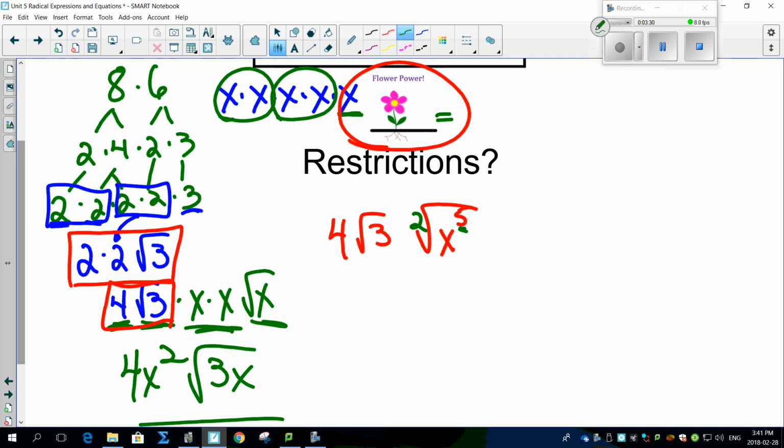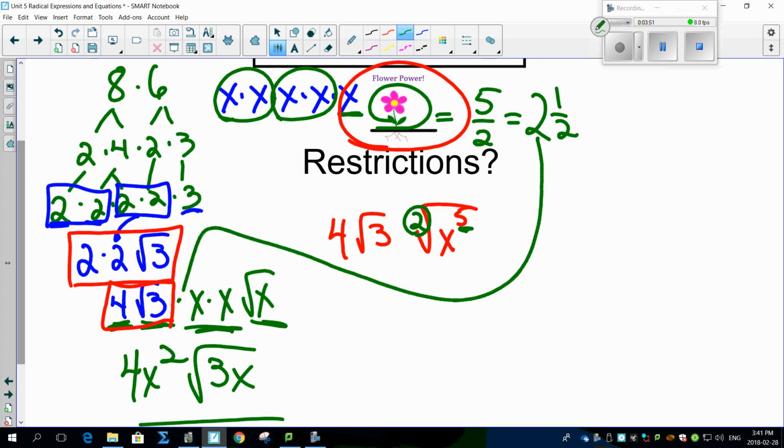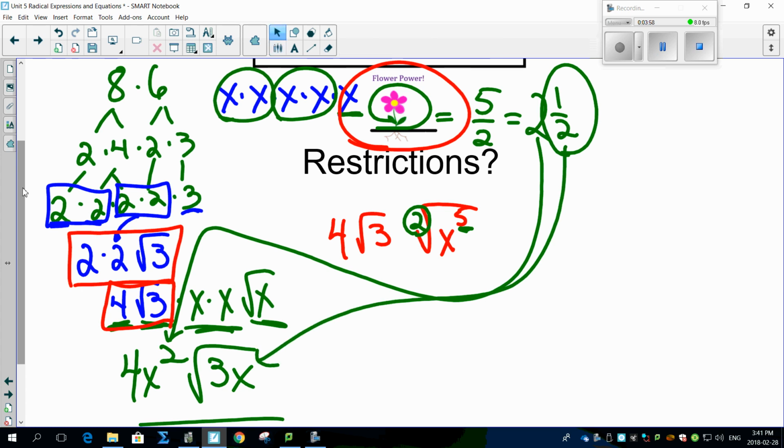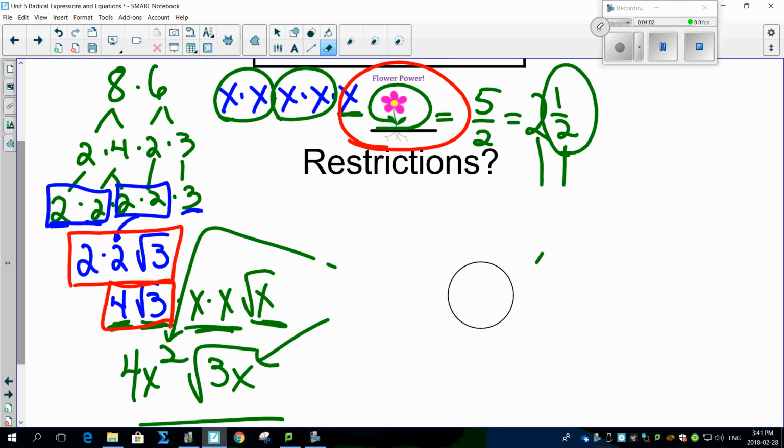Take a look. There's the power, which I call the flower. There's the root, which I call the index. So the power is 5, the index is 2. If you put that into a mixed fraction now, you know that's 2 and 1/2. There's the 2. Boom. There is the 1/2. I know you're saying, oh my God, what did he just do? Watch again. We'll do it again so that you can see it.